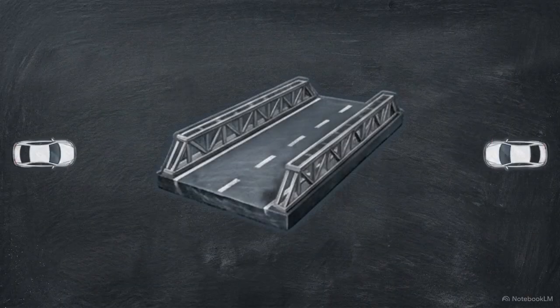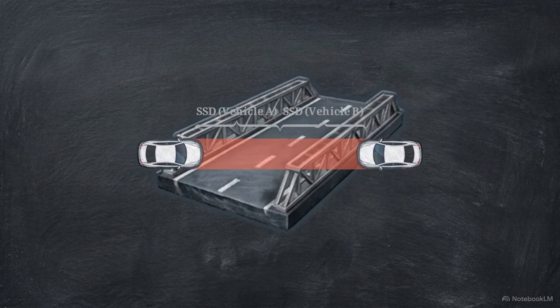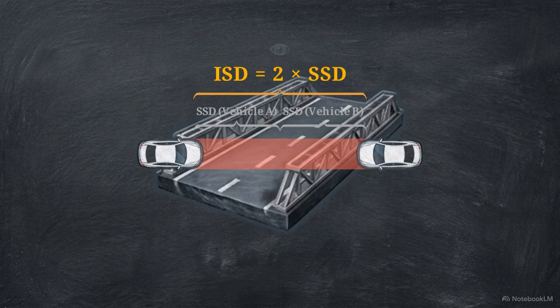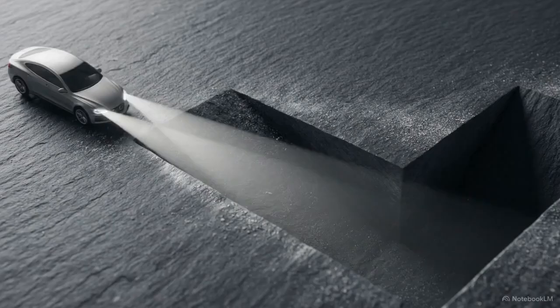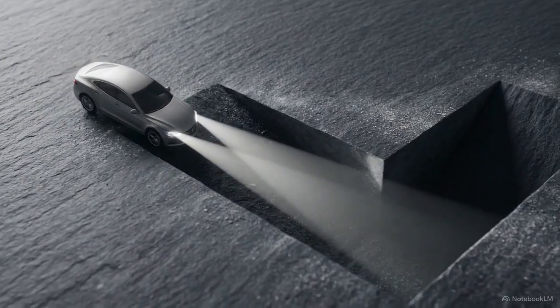The formula is straightforward. ISD equals 2 times the stopping sight distance. This provides exactly enough visibility for 2 opposing vehicles to spot each other and brake safely if they meet in a restricted passing zone. Daytime visibility is only half the equation.